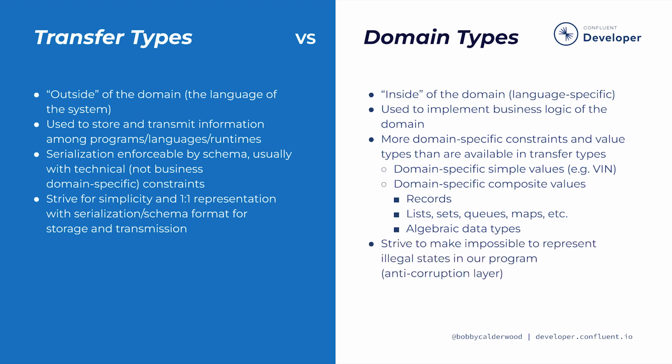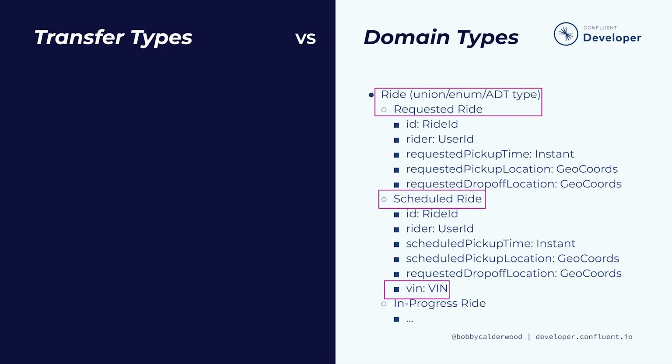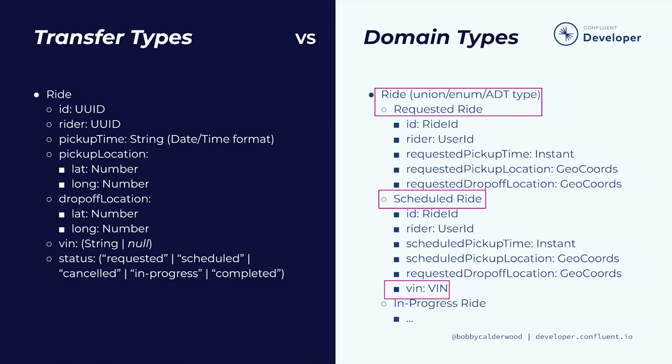ADTs and other techniques for implementing domain types strive to make it impossible to represent invalid states in our business logic. Notice the use of algebraic data types and domain-specific simple types like VIN to represent a ride on the domain type side, versus a much simpler representation for storage and transmission on the transfer type side. Within our implementation, we will need to translate back and forth between transfer types and domain types. Since the innermost domain core of our program shouldn't know anything about transfer types, the outer layer and adapter layers must know how to create a domain type from a transfer type for use in executing domain logic, and a transfer type from a domain type for storage and transmission of results.